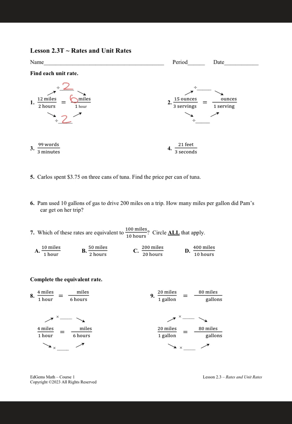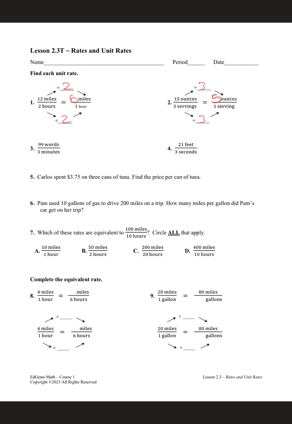For number 2, okay, we're going to divide both the numerator and the denominator by 3, because we've got 15 ounces for 3 servings. And if we want to find out how many ounces there are for 1 serving, we're going to divide by 3. 3 divided by 3 is 1, and then 15 divided by 3 is 5. So 5 ounces, okay, for 1 serving.